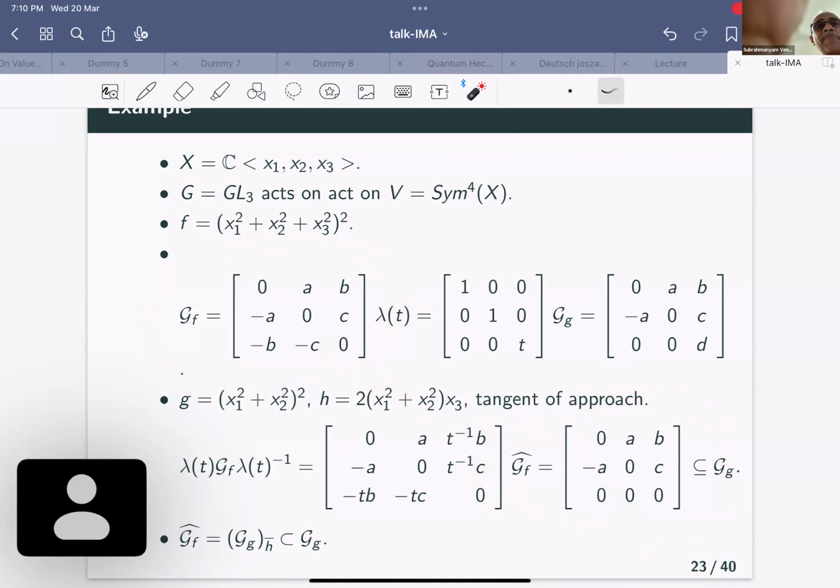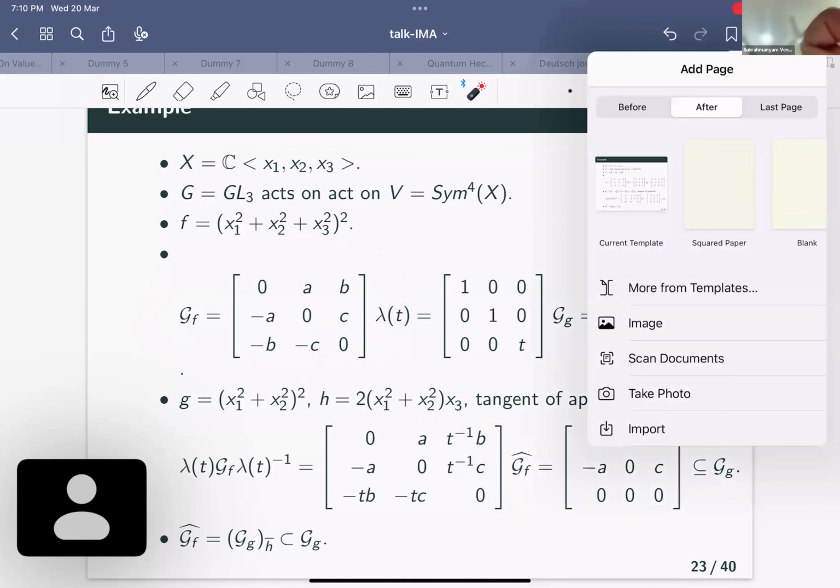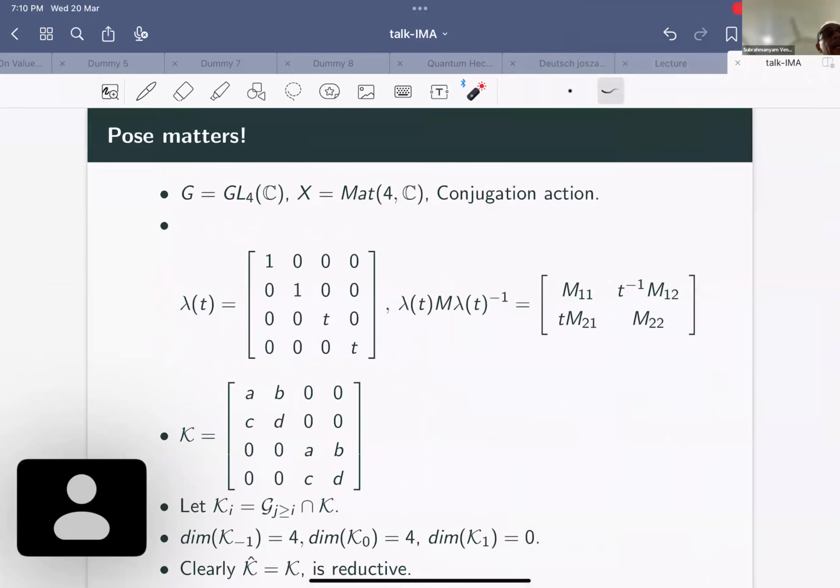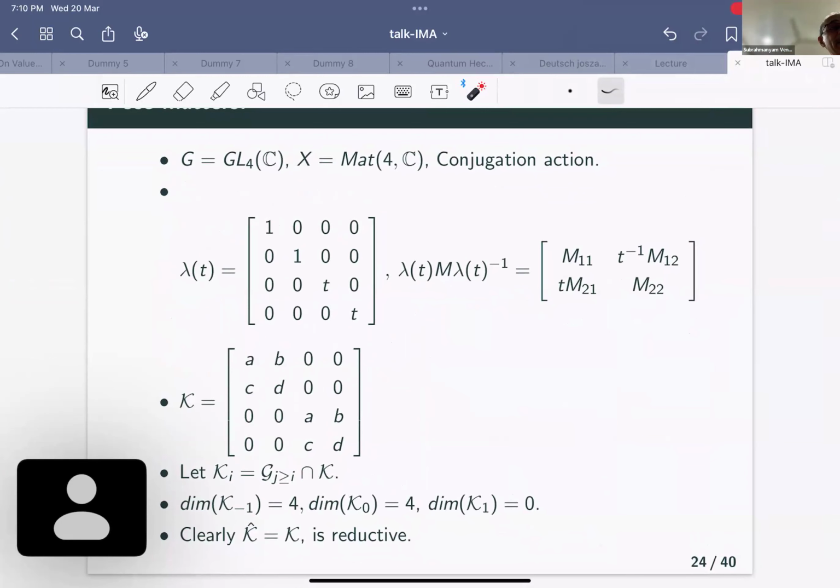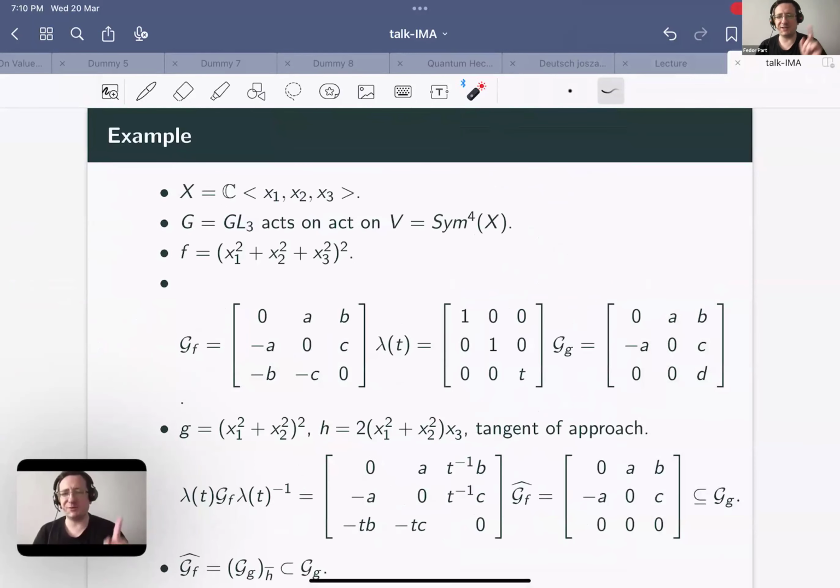So maybe I don't have much time. Maybe I will just look at one more example, to tell you that it is important to understand how... Sorry, the amount of time, I think roughly 5 minutes, something like this. Okay.